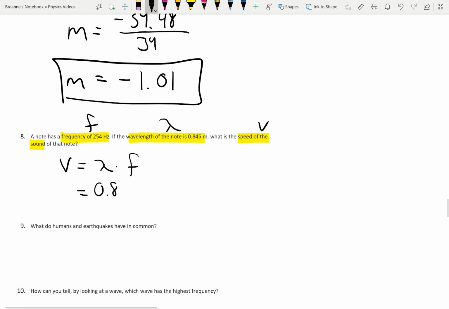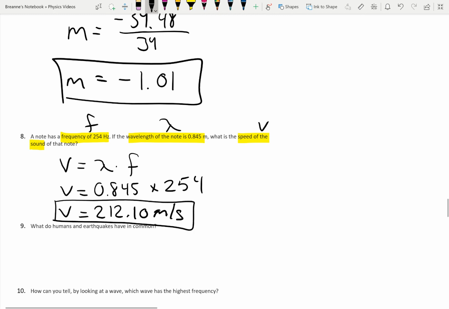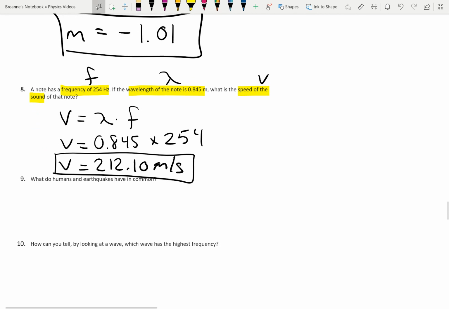Not very much manipulating going on here. So 0.845 times 254. Plug that into your handy dandy calculator, and you get 214.1 meters per second. Woohoo! There we go. So next question.